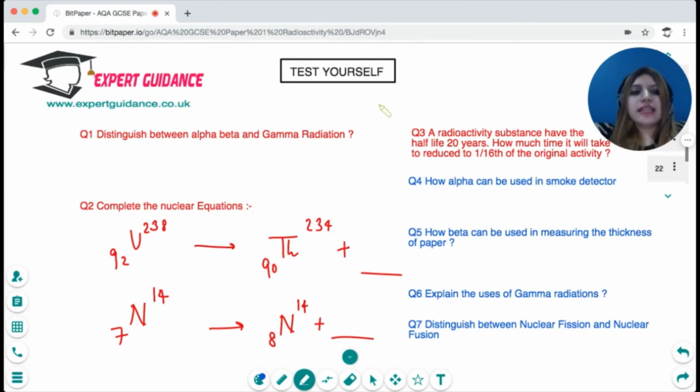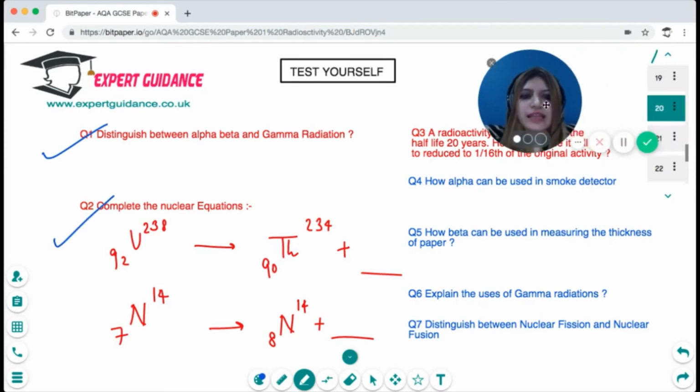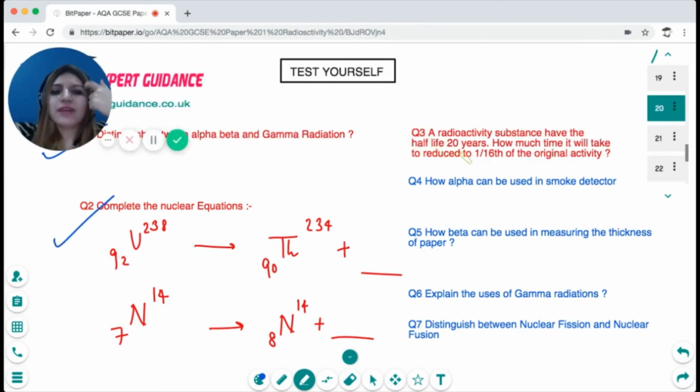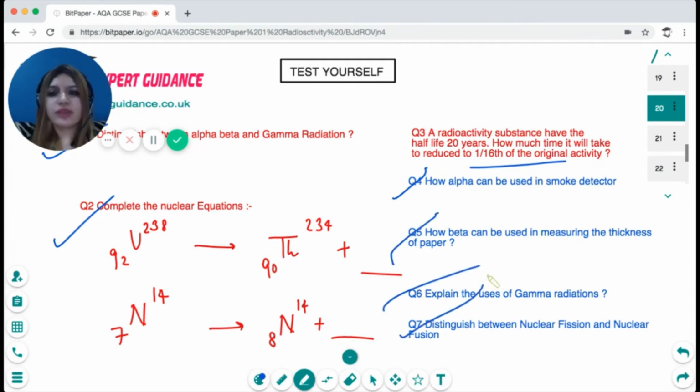Okay, so it's the time to test yourself. So the first question is distinguish between alpha, beta, and gamma. Then you need to complete this nuclear radiation equation. Then it says a radioactive substance has the half-life of 20 years. How much time will it take to reduce to 1/16 of the original activity? How is alpha used in smoke detector? How can beta be used in measuring thickness? Use of gamma, and distinguish between fission and fusion. Pause the video, have a go over these questions, come back and check the answers.